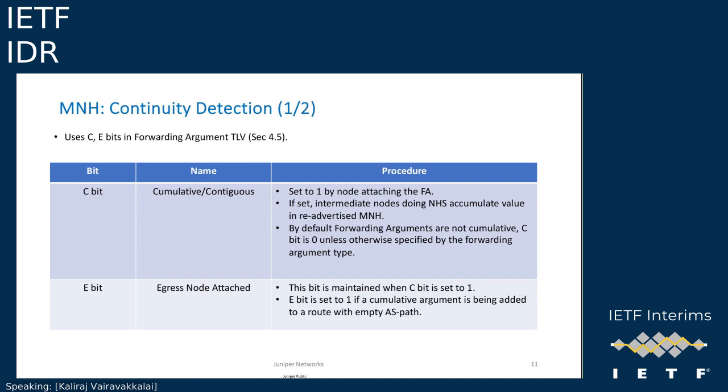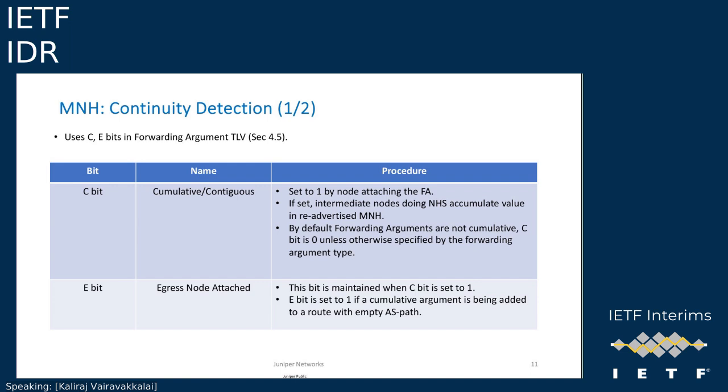For example, if we have something like AIGP cost, we may want to add it to provide the end-to-end AIGP cost. But if it is something like bandwidth, then we want a minimum function. So the contiguity function is specified by each attribute type. And the CBIT just says that the property that the ingress is seeing is not a property only until another intermediate hop, it is a property until the hop that actually added the attribute. So by default, forwarding arguments are not cumulative, and each forwarding argument specifies whether the CBIT is set.